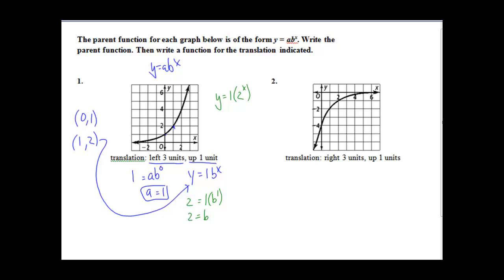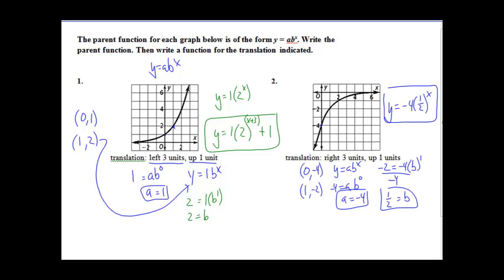Now we're going to write the translation. If it's up, we know we have to add 1 on the outside. If it's shifting left or right, well, left is negative, so think opposite: the opposite of negative is positive. So that's going to change the x part, so we're going to go x plus 3. There's our function. Go ahead, hit pause. Try number 2. Check back with me in a couple minutes.